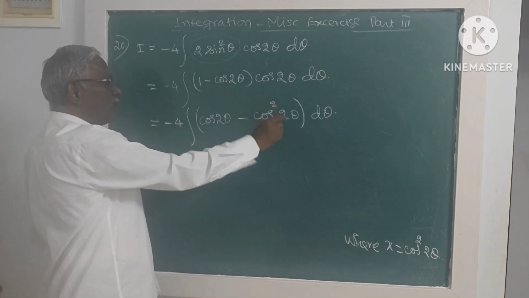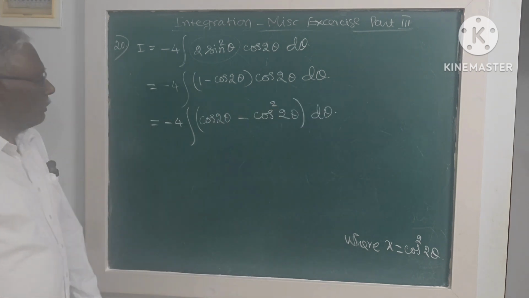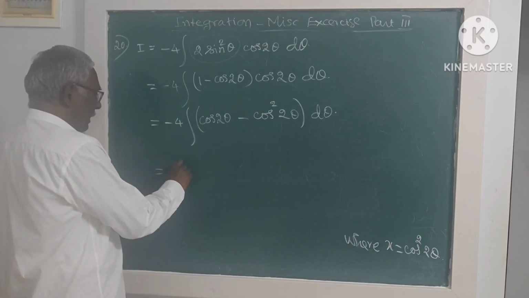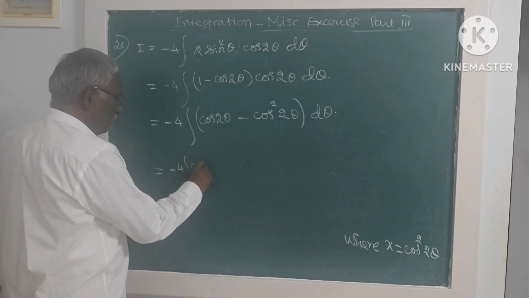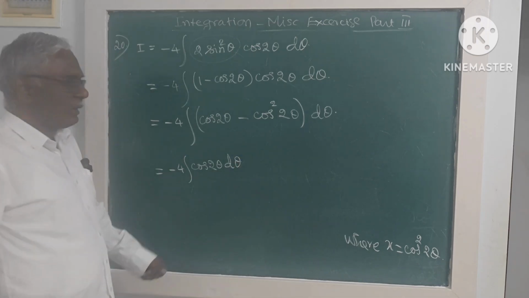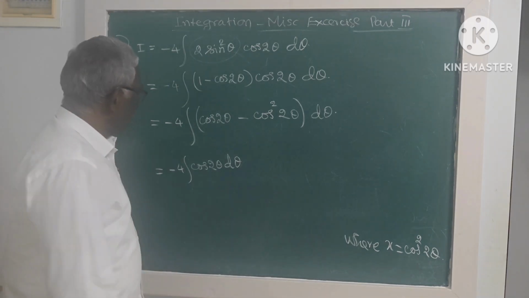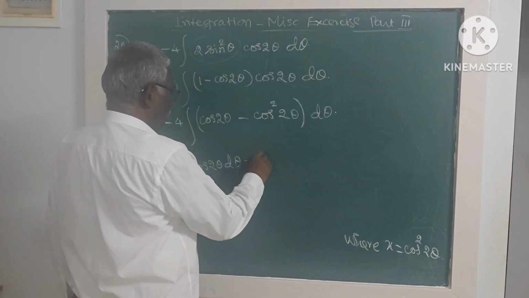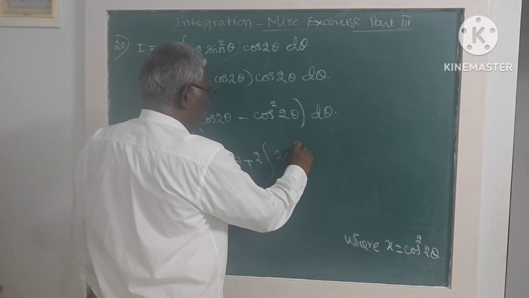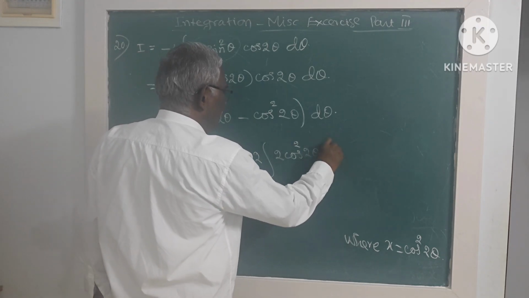Great. But the cos square 2 theta, what do we have to do now? Again, we can write this as minus 4 times integral cos 2 theta d theta, minus into minus plus, 2 times integral 2 cos square 2 theta d theta.